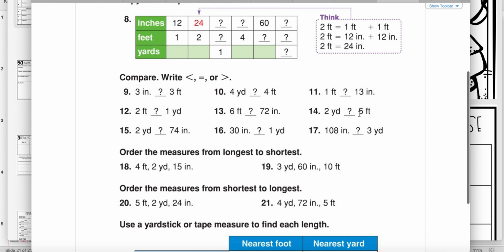What about 2 yards and 5 feet? You have to put the yards into feet. They have to be the same measurement in order to compare them. So you have to either change yards to feet or feet to yards. 2 yards is how many feet? How many feet are in a yard? 3. So 2 yards would be 6 feet. So 2 yards is greater than 5 feet.